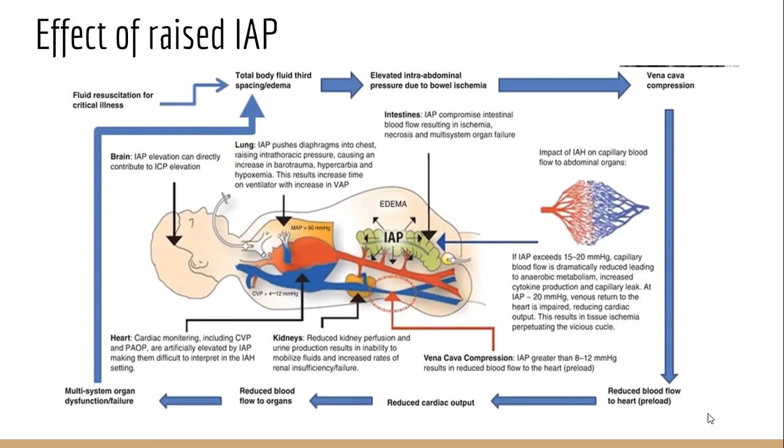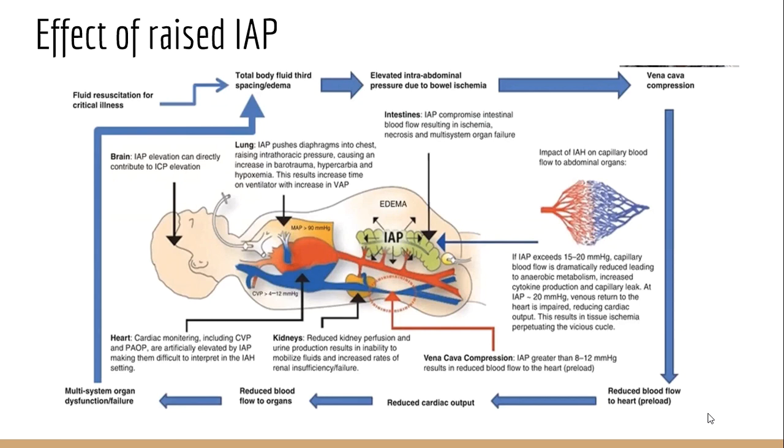So this is the pathophysiology. In a critically ill patient, we start resuscitating with fluid, which increases the total body water and leads to third spacing and peripheral edema, and this elevates the intra-abdominal pressure. If IAP exceeds 15 to 20 millimeters of mercury, capillary blood flow is dramatically reduced, leading to anaerobic metabolism, increased cytokine production, and capillary leaks.